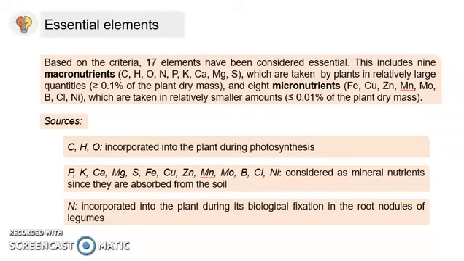Now, what are the sources of those nutrients? The C, H, and O, or carbon, hydrogen, and oxygen, are incorporated into the plant during photosynthesis. And the main sources of C, H, and O are the atmosphere and water.